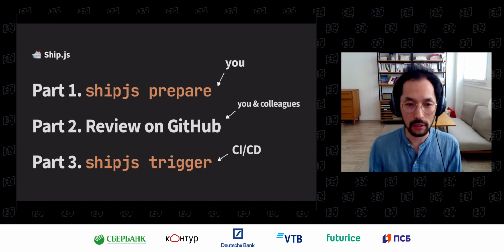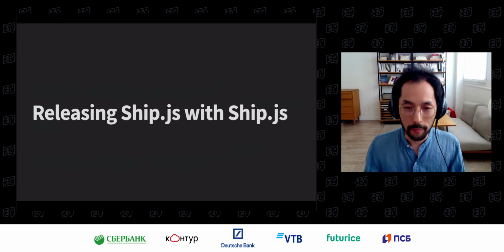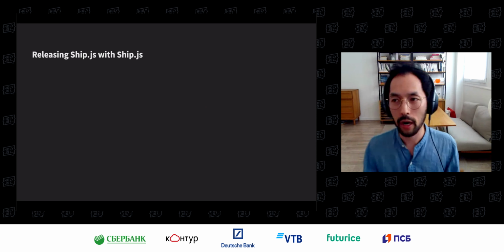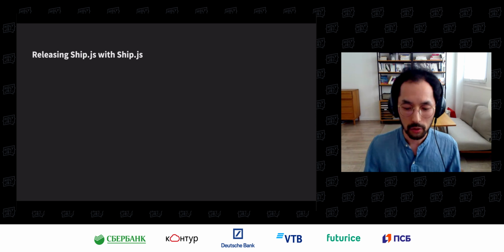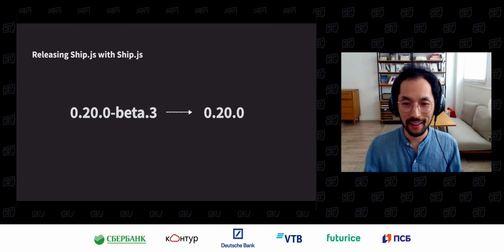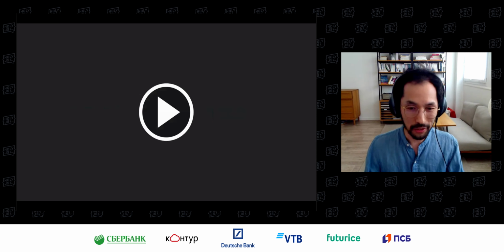So now you see the whole picture, right? I've been releasing ShipJS with ShipJS. Yeah, that's funny, but very obvious. Let me show you how I release ShipJS with ShipJS. Recently, its version was 0.20.0-beta.3, and I wanted to release it as a stable version, 0.20.0. So let me show you a video. I recorded this because I was too scared to do that in live coding. So I'll play the video for you.